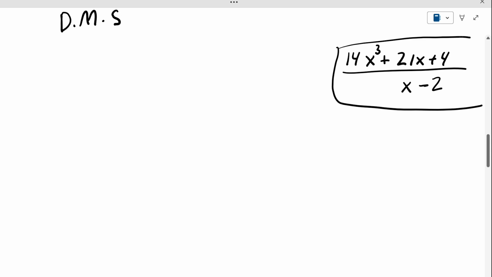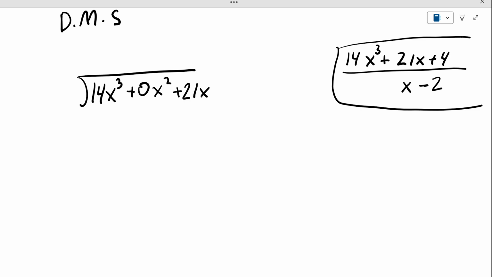Our next example is 14x cubed. So let's write this. 14x cubed plus 21x plus 4. Now, since we don't have an x squared term, we don't have to write anything, but I think it helps that we do for simplicity. So we can write 0x squared plus 21x plus 4, just like that. And that there is being divided by x minus 2. So we write that there.